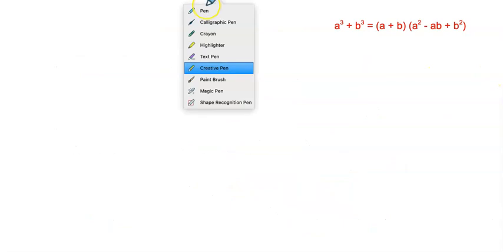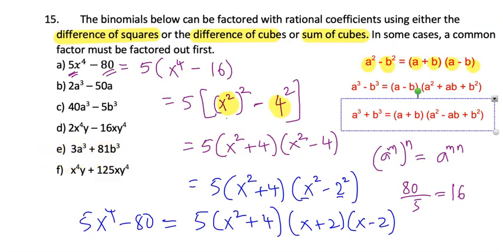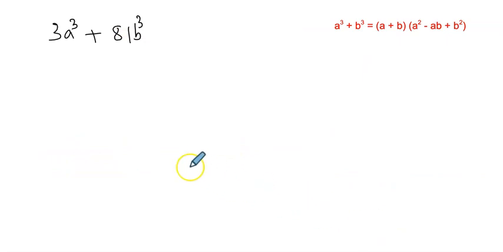So it is 3a cube plus 81b cube. 3a cube plus 81b cube, right? That is 3 and 3 times something. How much is it? 27 gives you 81. So 3 is a common factor between the first and second terms. I'll take out that 3.